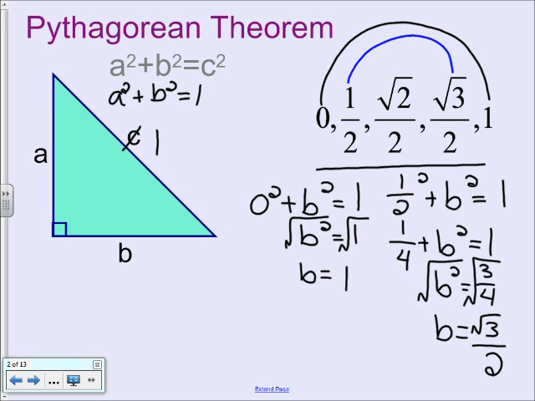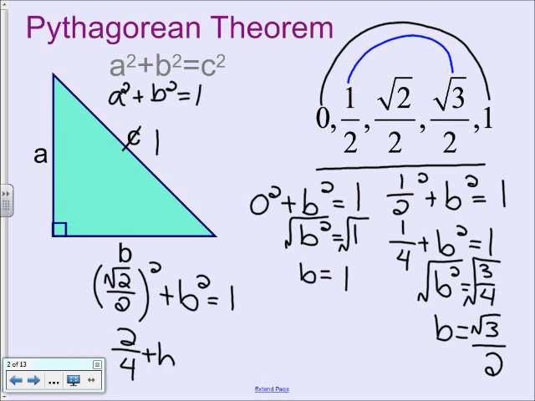So again, we're going to draw another little arch connecting those two. We only have one more number left in our chart. So hopefully it pairs up with itself, and we can see if it does or not by plugging into the Pythagorean theorem again. So we're going to plug in root 2 over 2 squared plus b squared is equal to 1. Now root 2 over 2 squared just gives us 2 over 4, plus b squared is equal to 1.